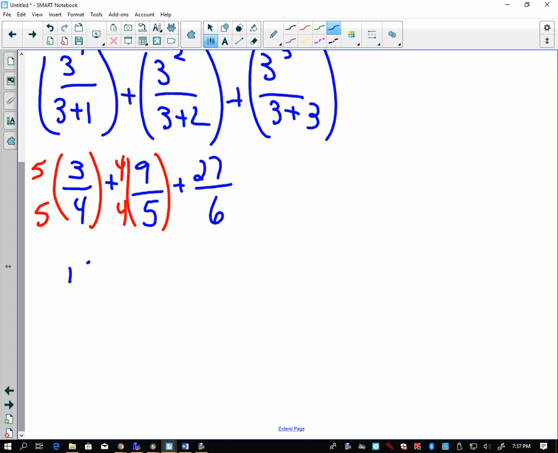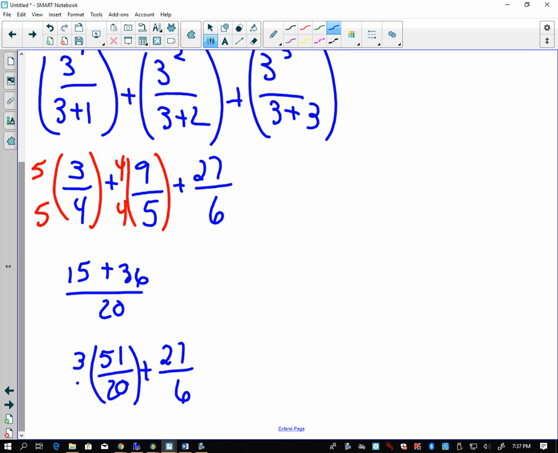Okay, so that's what, 15 plus 9 times 4 is 36 over 20. 15 and 36, 51 over 20. Okay, so 51 twentieths plus 27 sixths. Okay, well, both those numbers will go into 60, right? So I can multiply that by 3 over 3. Multiply this by 10 over 10.